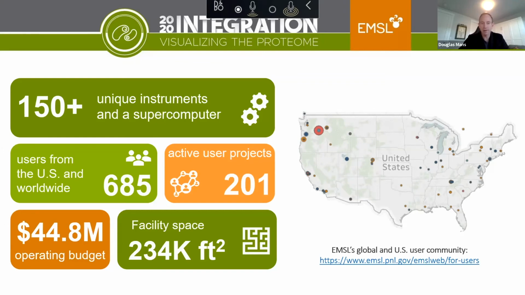And we also have a highly modified lab space that houses our 21 Tesla Fourier transform ion cyclotron resonance mass spectrometer, which is only one of 2 in the world, the other being in the Florida State High Magnet Lab down in Tallahassee. For FY20, the user program, we supported 685 users worldwide on 201 active projects with an operating budget of just under 45 million, and we're anticipating a similar budget going forward into FY21. Next slide, please.